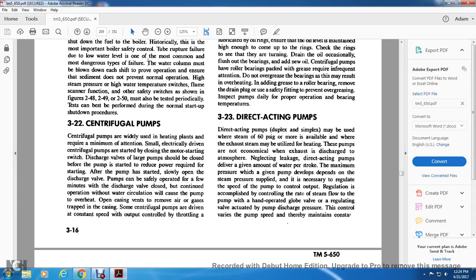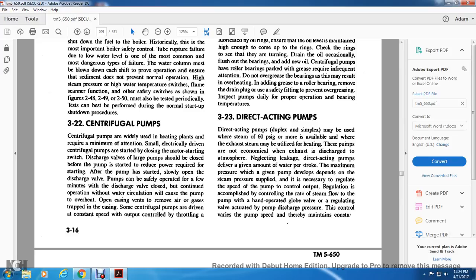322, Centrifugal pumps. Centrifugal pumps are widely used for the heating plants, requiring minimum attention. Small electrically driven centrifugal pumps are started by closing the motor starting switch. The discharge valve of a large pump should be closed before pumping is started to reduce the power required for starting. After the pump is started, slowly open the discharge valve. The pump can be safely operated for a few minutes with the discharge valve closed. Continued operation without water circulation will cause the pump to overheat. Open the vent to remove the air and gas trapped in the casing.